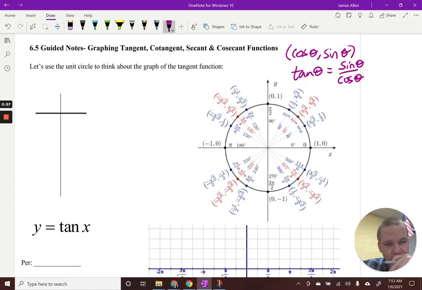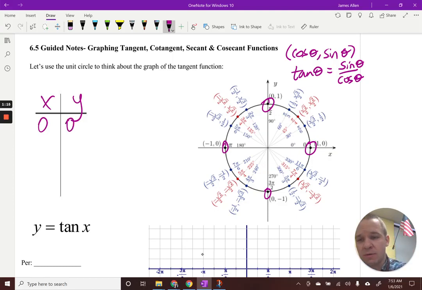All right. Well, let's see here. I'm thinking my quadrantals are going to be some important points. That seems logical. So let's see what happens at each quadrantal, shall we? So I've got x and y. Now at 0 degrees, that's going to be y over x, so 0 over 1 is 0. Then at pi over 2, I have y over x would be 1 over 0. That's undefined. I can't divide by 0.